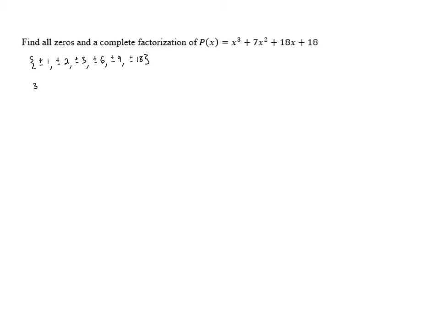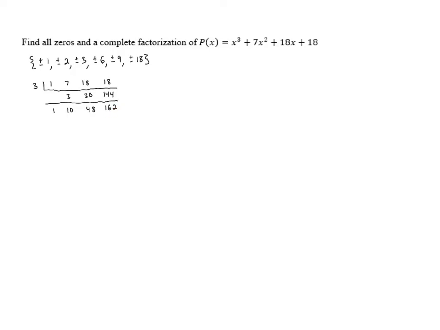Let's start with 3. We'll use synthetic division to test this. Our coefficients are 1, 7, 18, and 18. So we bring down the 1. 3 times 1 is 3. 7 plus 3 is 10. 3 times 10 is 30. 30 plus 18 is 48. 48 times 3 is 144. And 144 plus 18 is 162, which is definitely not 0.